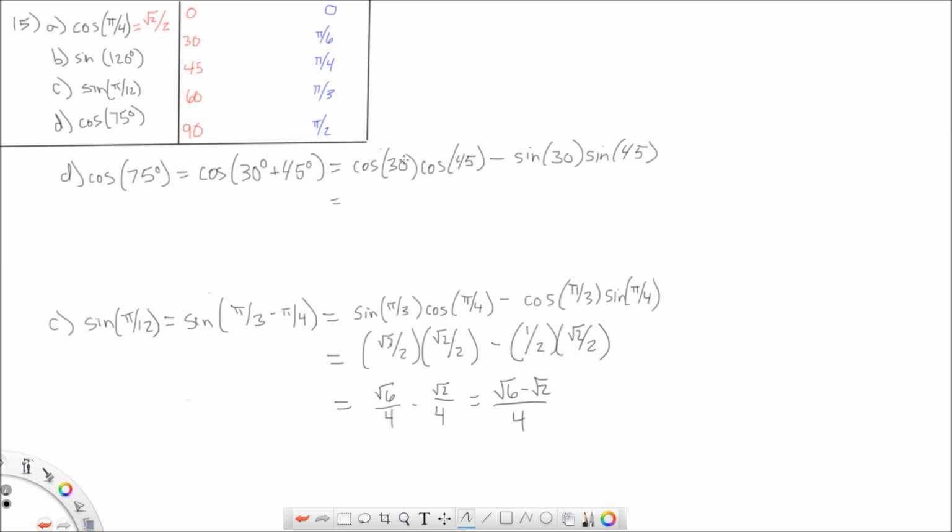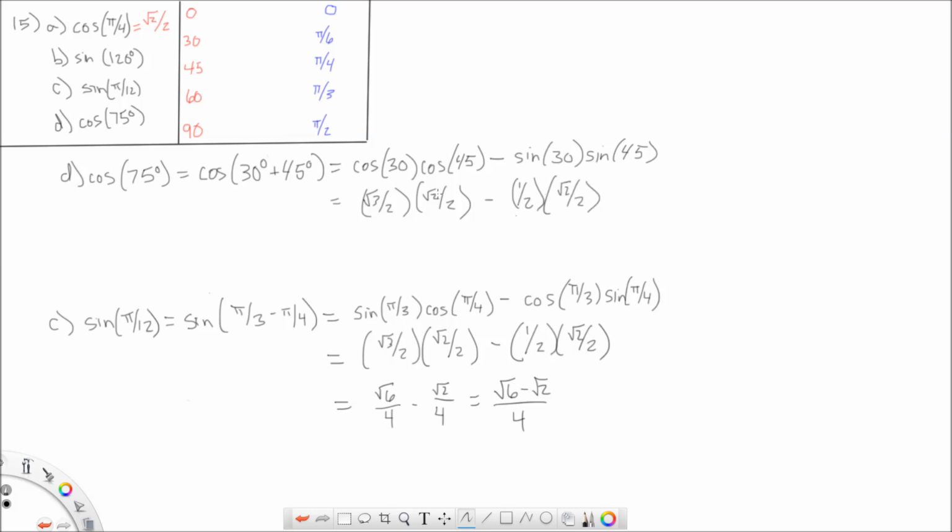So cosine of 30 is the square root of 3 over 2. Cosine of 45, we just saw down here, pi over 4 and 45 are the same thing, so this is square root of 2 over 2. Sine of 30 is 1/2, and sine of 45 is the same as cosine of 45, which is square root of 2 over 2.